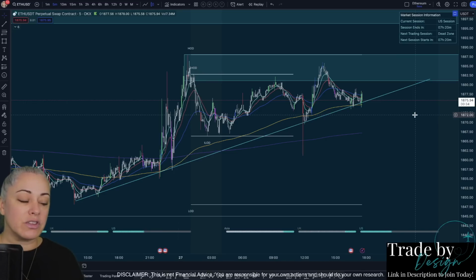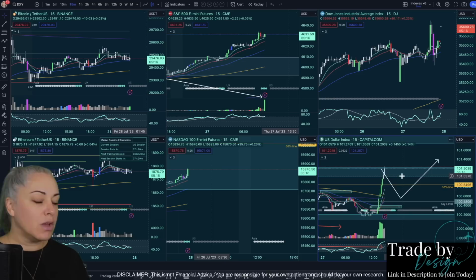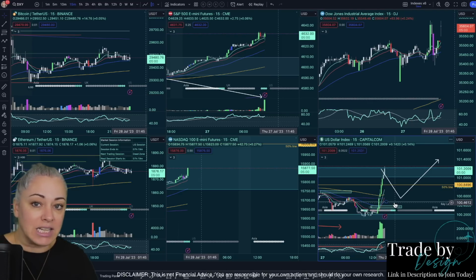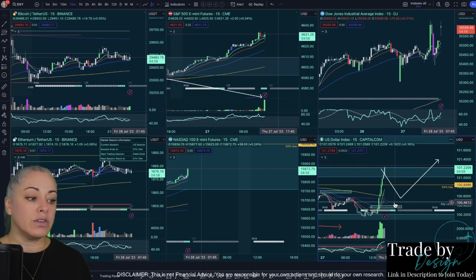So keep an eye on what's going on with the DXY. See if it gives us that proof of the move, which will take some time, but we want to see if that comes back eventually to give us that higher low. Then you will know that DXY is actually going to continue moving to the upside, and that is where we will then finally expect our midweek reversal on cryptocurrency.